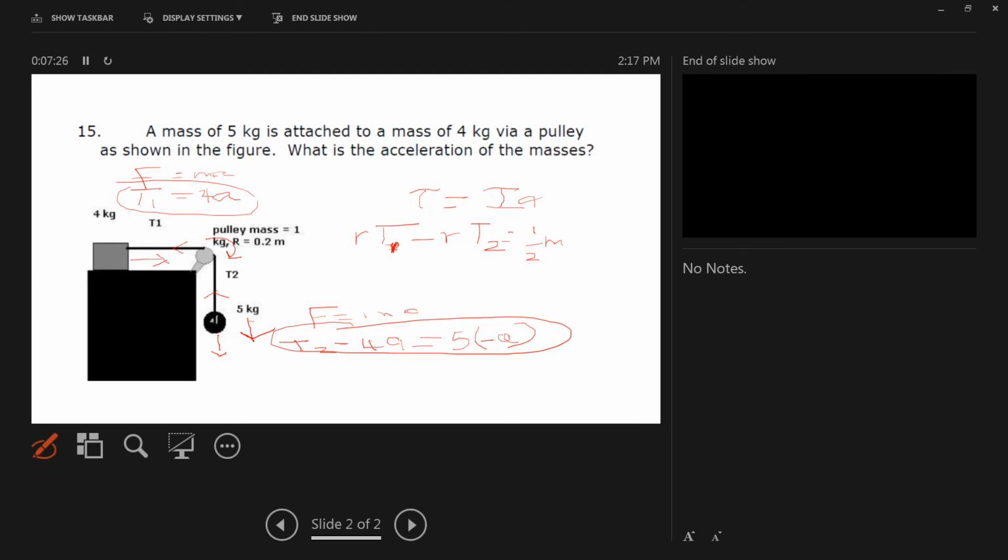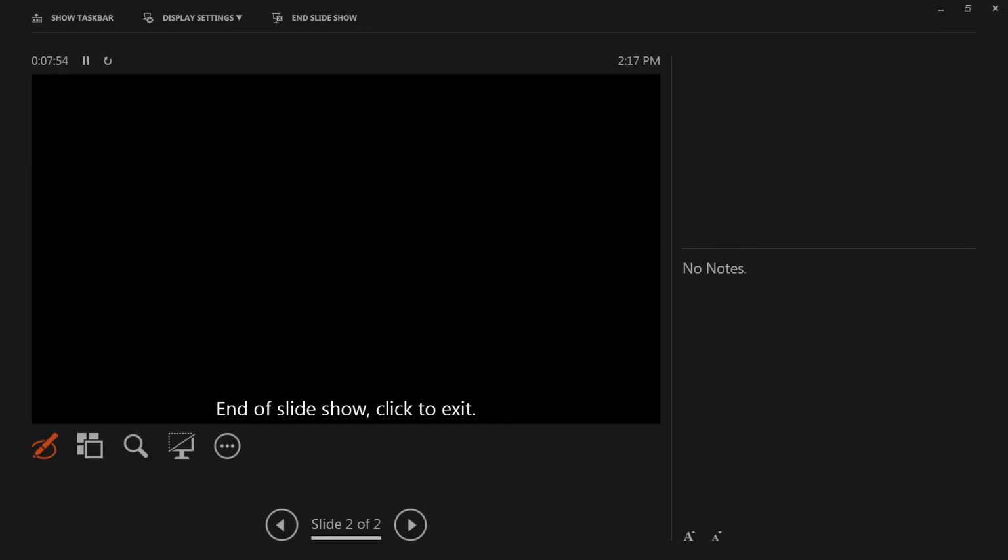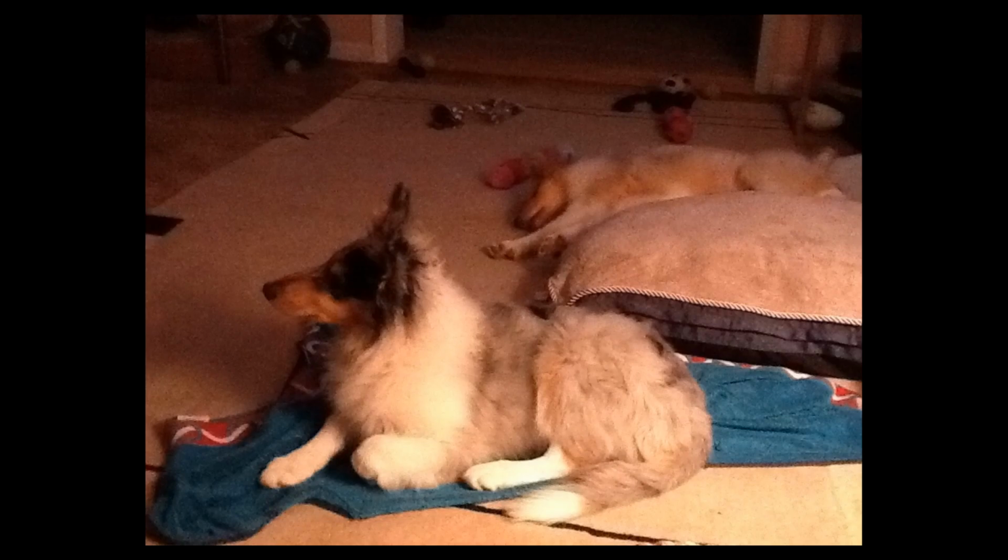That's I, 1/2 mr squared. And then alpha is A over R. So there's another equation. Notice all the R's will cancel out. You have an R over here, an R down here, and two of them there. They'll all cancel out.